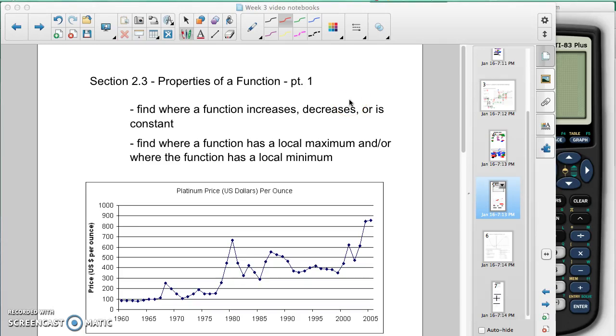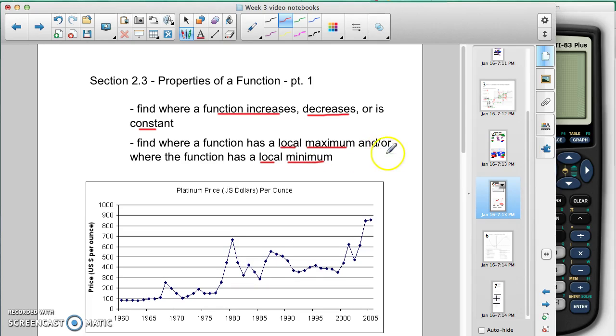Hello, and in this video we're going to be looking at properties of a function. We're going to be looking at where the function increases, so increasing and decreasing parts, and when it's constant. We're also going to be looking for local maximum values and local minimum values.